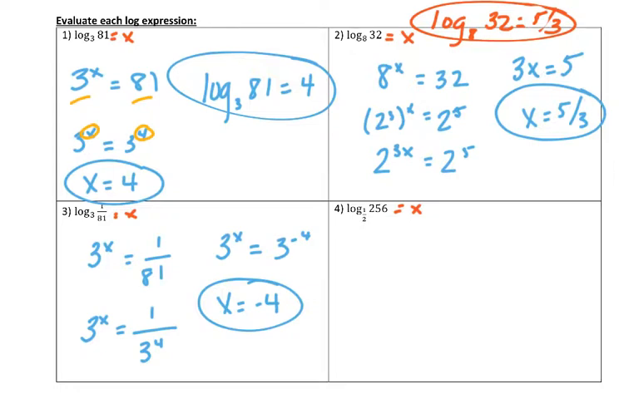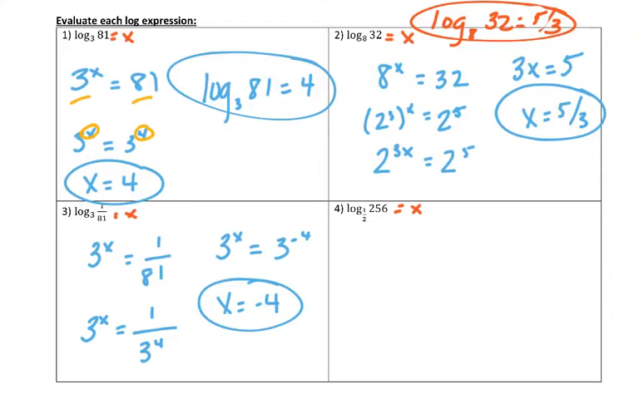In number 1, it's 3 to what power gets you 81. Number 2, 8 to what power gets you 32. You're evaluating the logarithm, but what you're answering is what would the exponent have to be on 8 in order for your answer to be 32. And so you can practice with this.